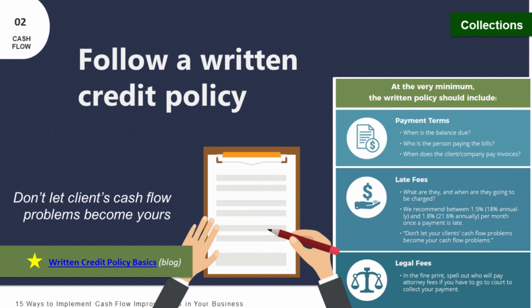The next thing we suggest for the work that you're still doing on the collection side is make sure that you look at your credit policy. Now is a time to be reviewing that credit policy because times have changed. Of course, you want to clearly state when the balance is due. I also suggest that you identify who's paying the bill and when that person pays the invoice.